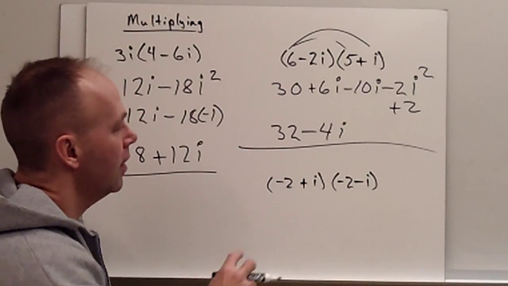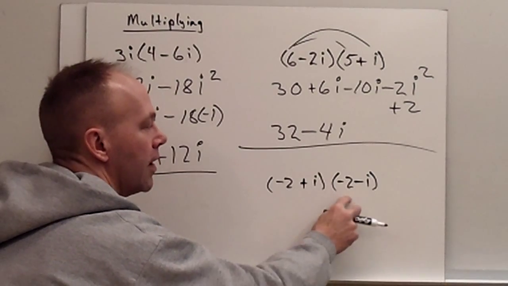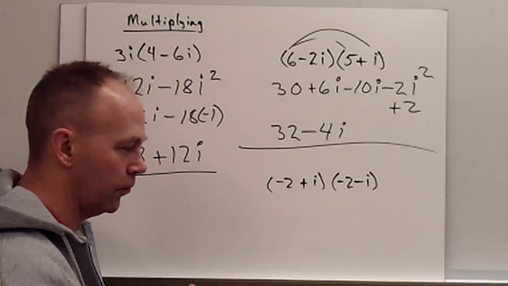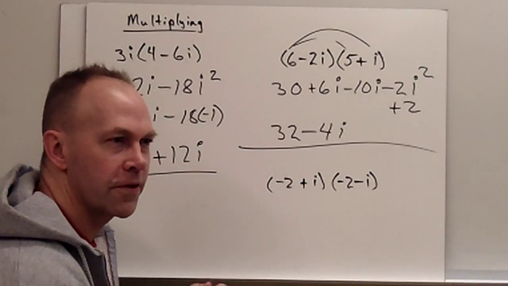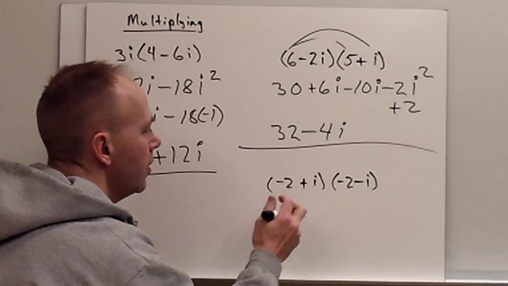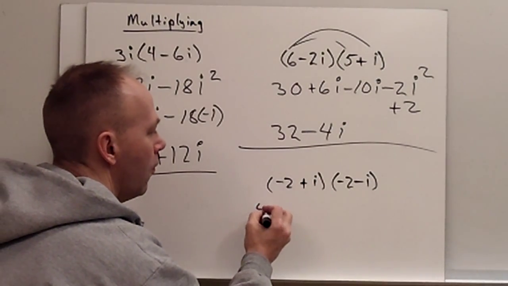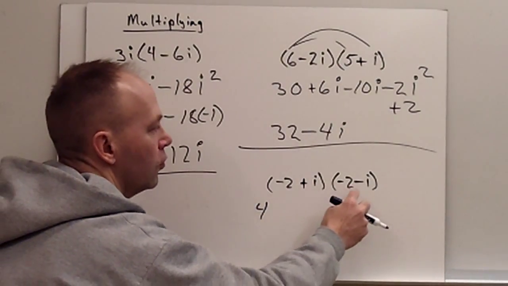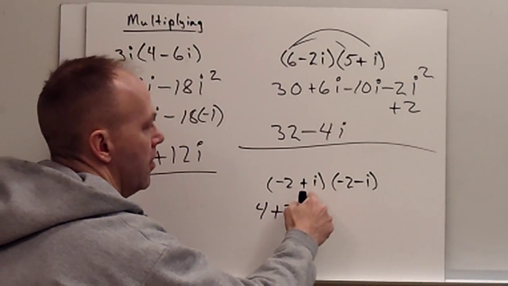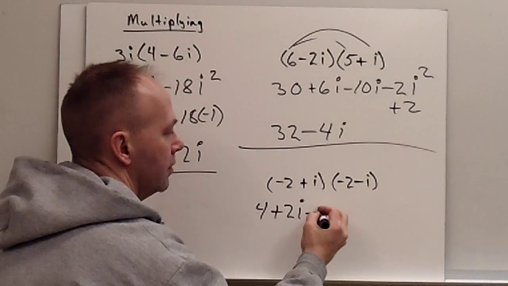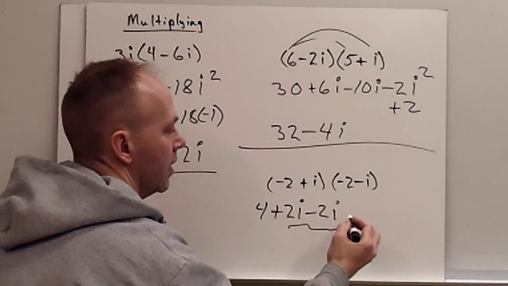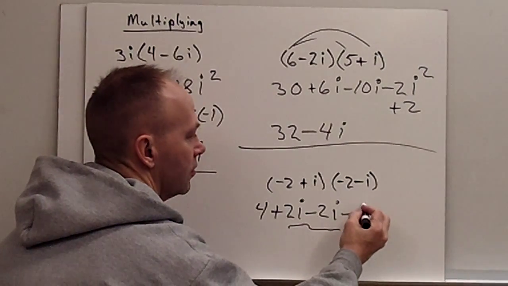I heard you talking. Now, when I multiply conjugates, something really cool happens. With two regular binomials with x's, the inner and outer terms cancel. Well, watch what happens here. Negative 2 times negative 2 is 4. I'll have negative 2 times negative i, that's plus 2i. Then i times negative 2 is minus 2i. Can you see what's going to happen there? And then I got i times negative i, that's a negative i squared.